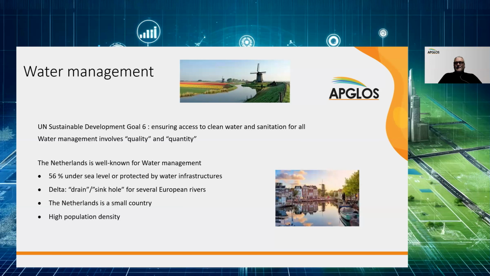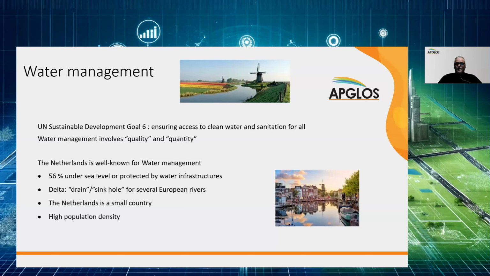Before I start telling everything about my software, I just wanted to add something about water management. As you can see on the screen, I put some nice pictures there from the country we're originally from. We're actually from the Netherlands. And the United Nations has a development goal, the Sustainable Development Goal, ensuring access to clean water and sanitation for all. That means that water management involves the quality of the water and the quantity of the water. And to be sure, a little bit to give you an insight on what the Netherlands actually is.